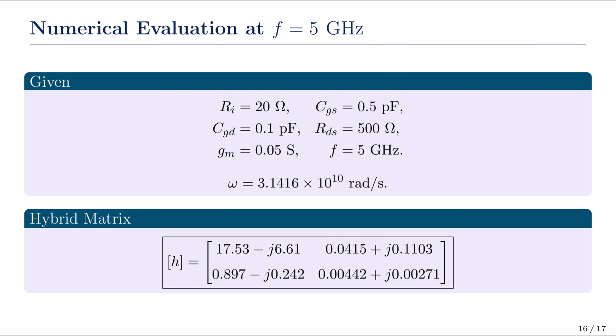Using the given numerical value of 5 GHz, these expressions can now be evaluated to obtain the complete complex hybrid matrix. Finally, substituting the numerical values into the closed-form expressions gives the complete hybrid matrix of the FET model at 5 GHz. The matrix entries are complex because the capacitors introduce frequency-dependent reactive terms. The result illustrates an important point. Even when the physical circuit elements are simple, the hybrid parameters may be complex and frequency-dependent.